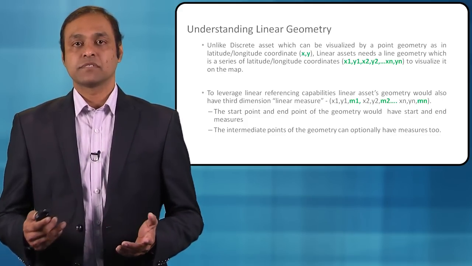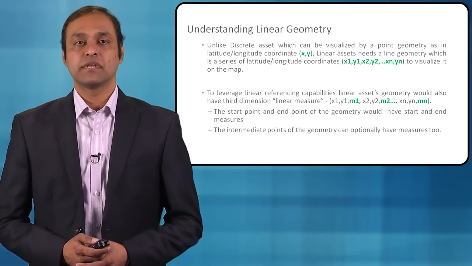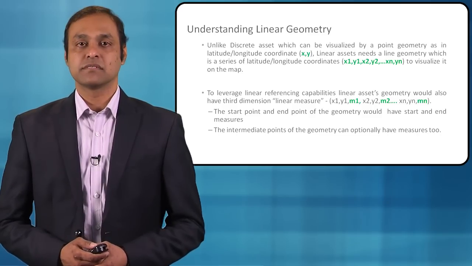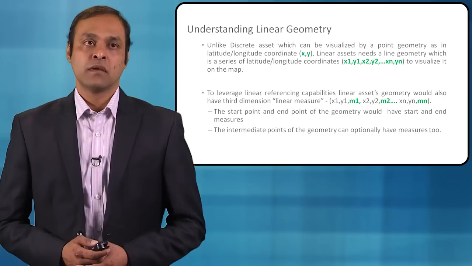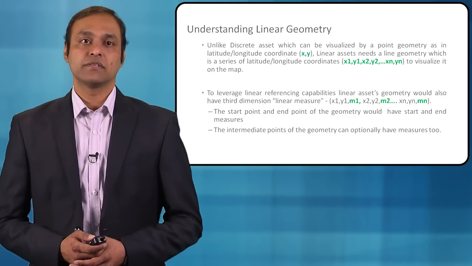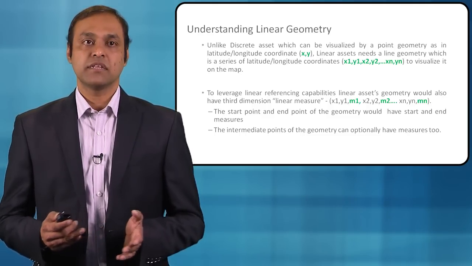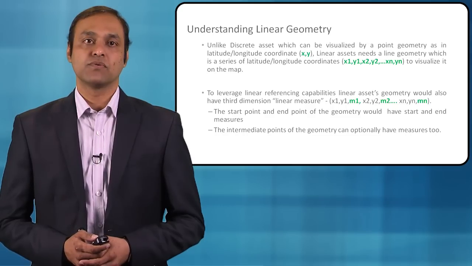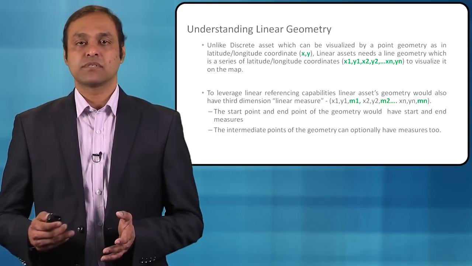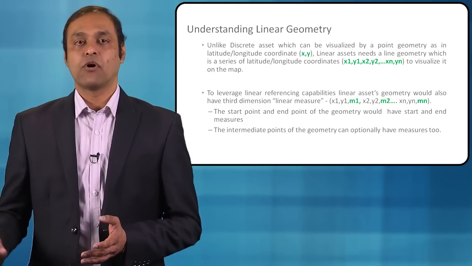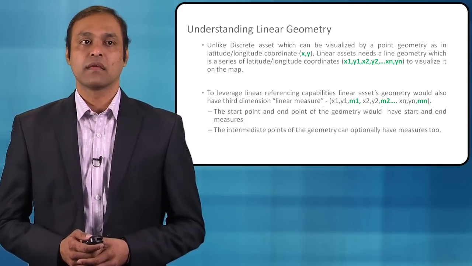So, you need special GIS capabilities to store the data in the GIS system, so that we can visualize that on the map. What you see here is for a linear geometry, there is a series of coordinates like x1, y1, x2, y2, and xn, yn, which when you connect these points, you actually get a polyline.